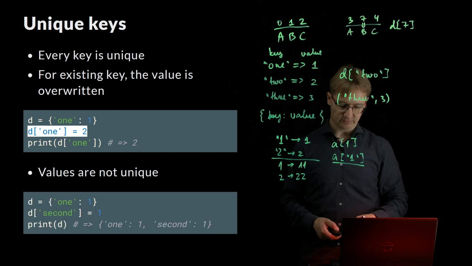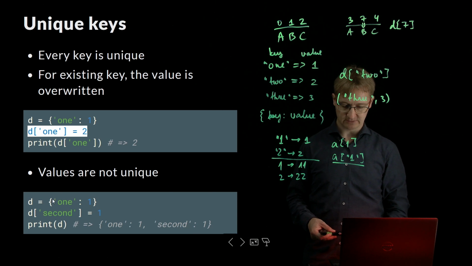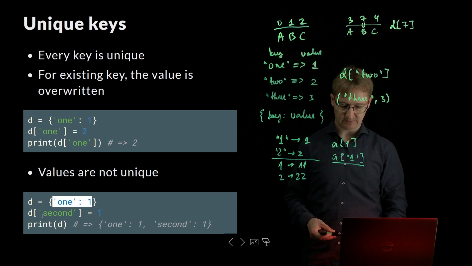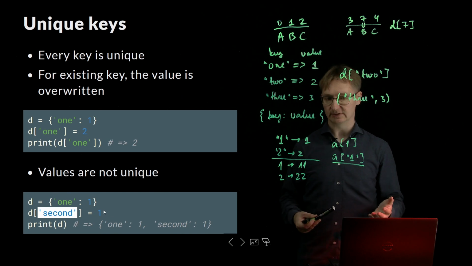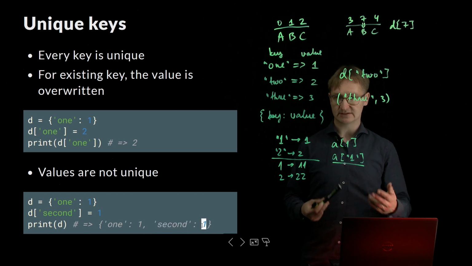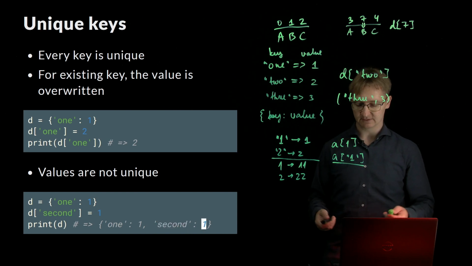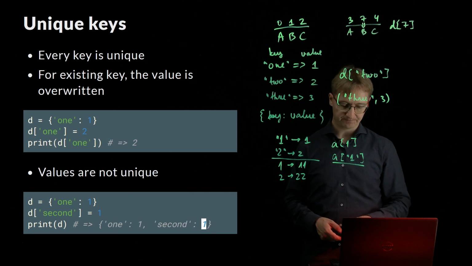The values are not unique. So if I have, for example, a dictionary where 1 points to 1, now if I want to add a different key with the same value, there's no problem with that. I just get the new key here and I can have the same value here. So there is nothing strict about the values of a dictionary.